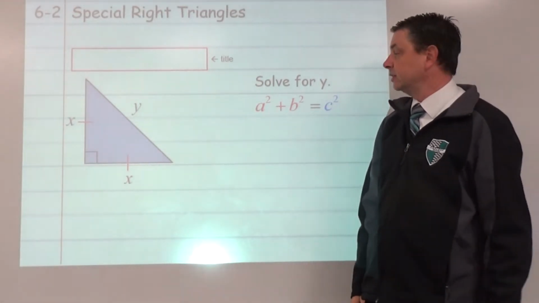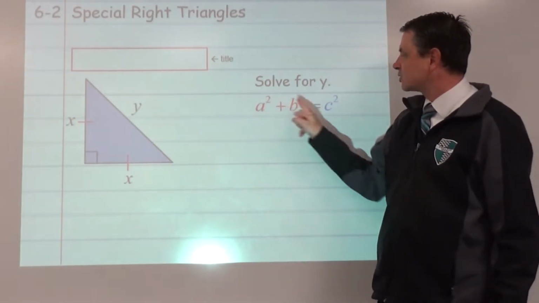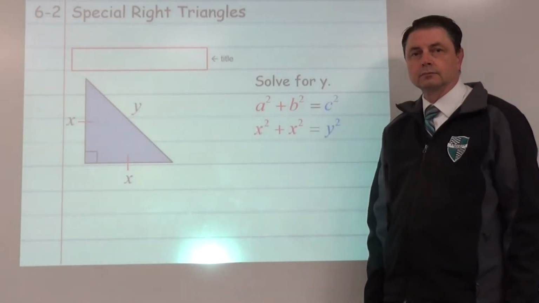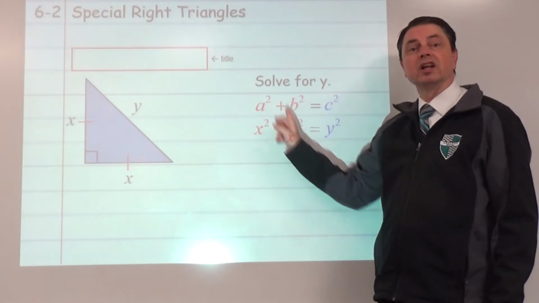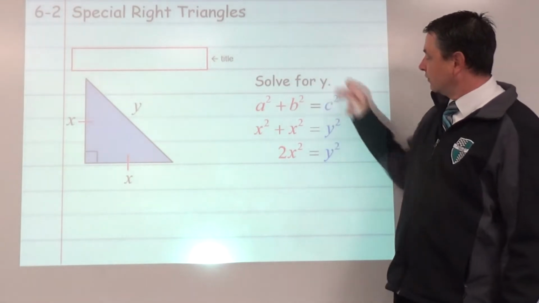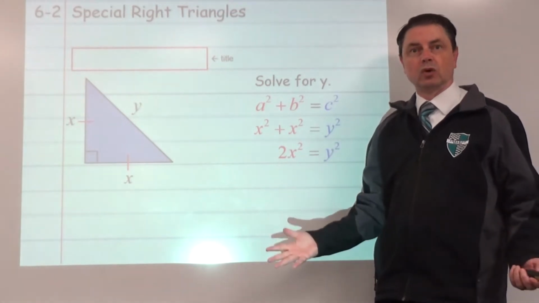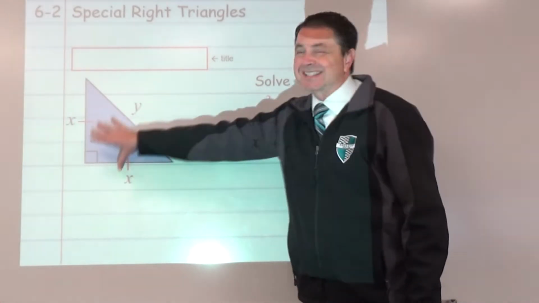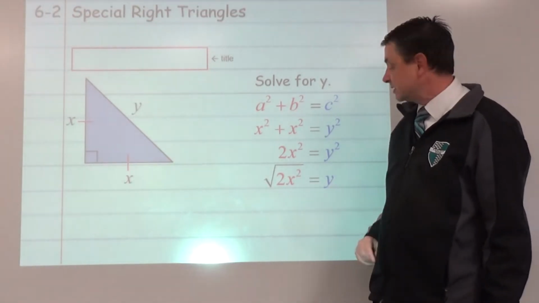So we're going to use the Pythagorean Theorem. We've got leg squared plus leg squared equals hypotenuse squared. x squared plus x squared is equal to y squared. These are like terms, so we've got 1x squared plus 1x squared, which makes 2x squared. We are solving for y, so we're going to undo the squaring and square root both sides. In a normal equation we include the plus or minus, but since we're talking about side lengths only being positive, we only take the positive root.